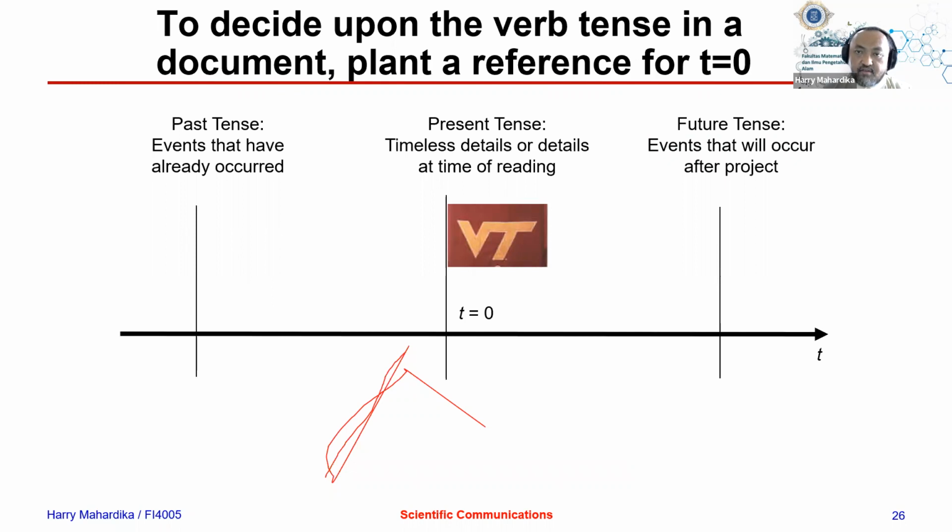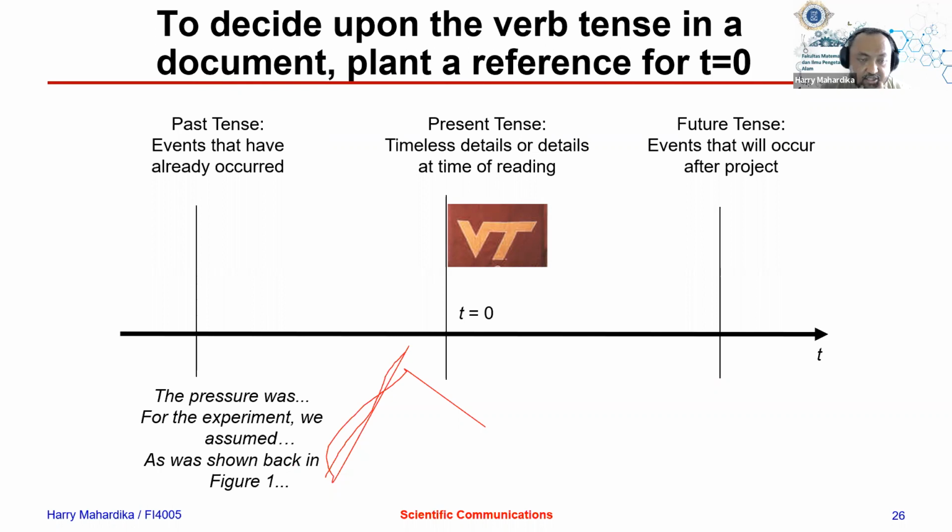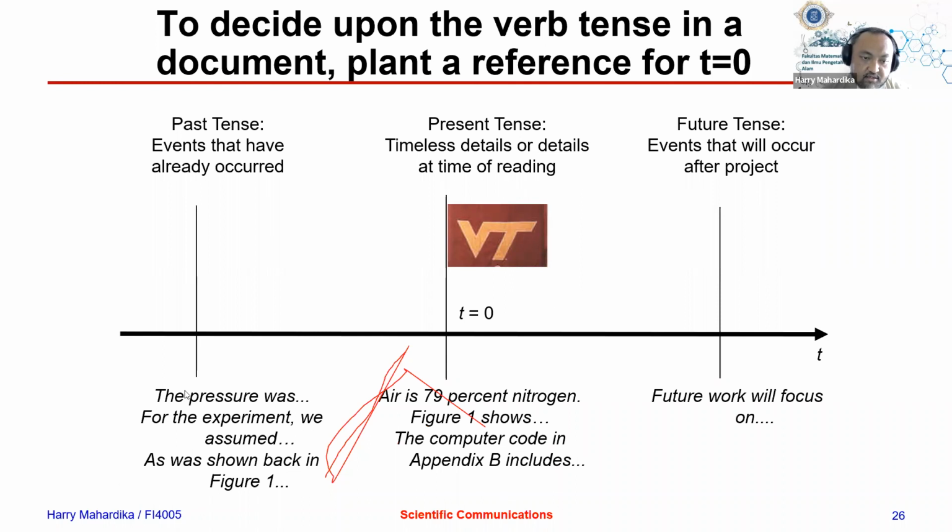To decide upon the verb tense in a document, plan a reference for t equal to 0. So it's basically telling us to review the tenses. We have present tense, simple past tense, continuous tense, and so on. Past tense is for events that already occurred. Present tense is for timeless details or details at the time of reading, and future tense is for events that will occur after the project. So here are the examples.